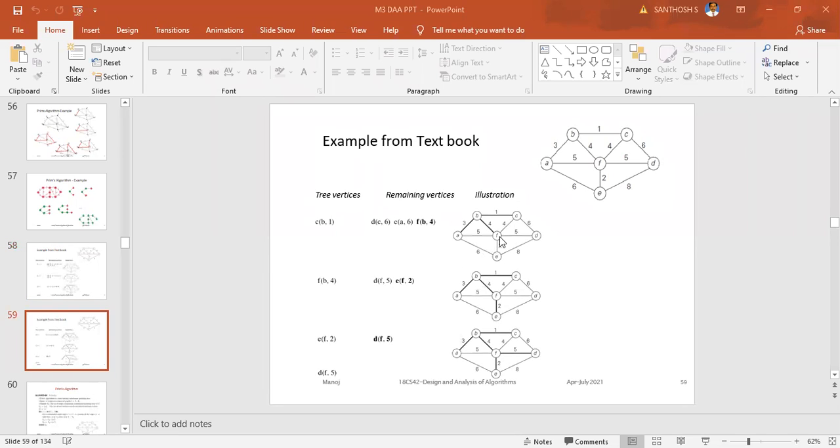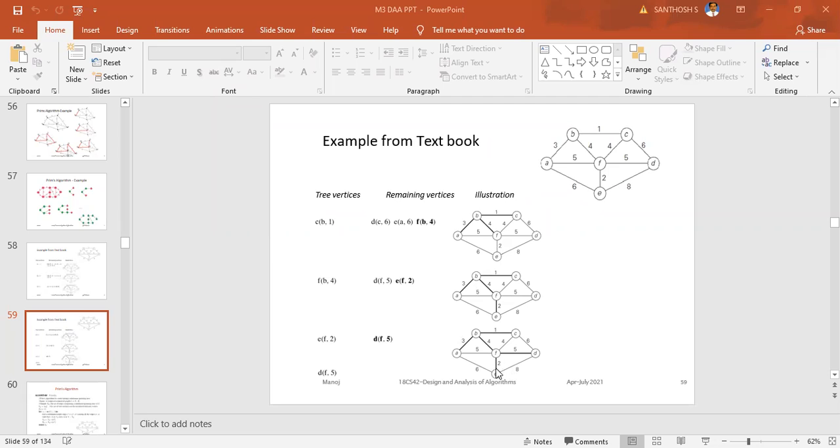Same thing here. So F B comma 4. Take the F here. From F, which are the not visited nodes? One is D, the other one is E. D is reachable through F with value 5 and E is reachable with value 2. In that, which is the reachable one? It is E. So write it as E F comma 2.